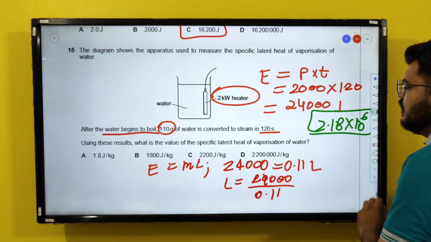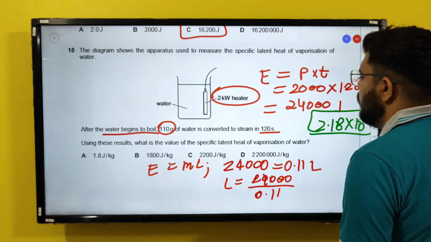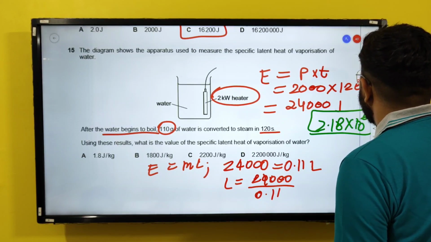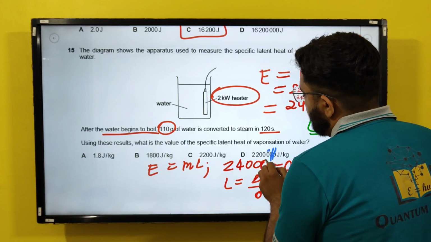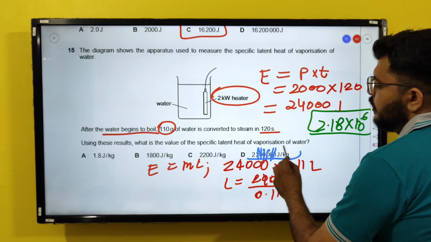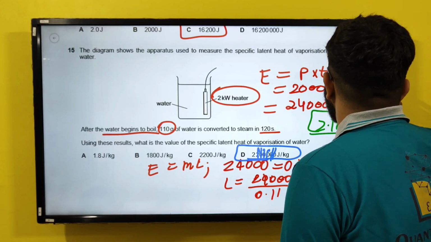Okay, the number is 2.18 into 10 to the power 6, but we must round it off to 2 digits, right? Because options are given in that form only. So you have 1, 2, 3, 4, 5 and 6, right? 2.18 rounded off becomes 2.2. So answer is option D.